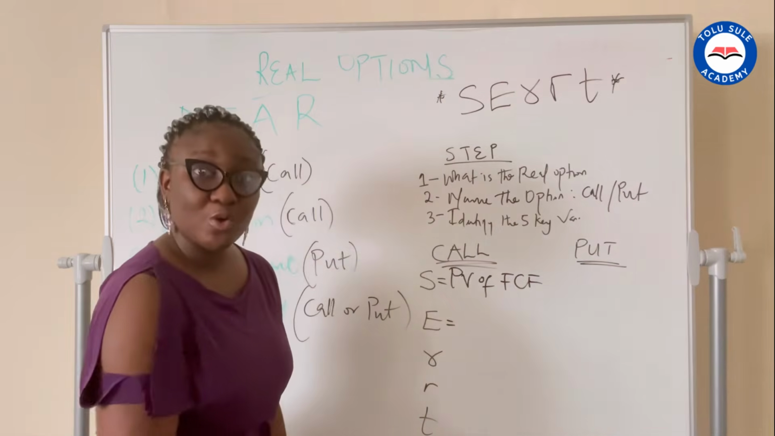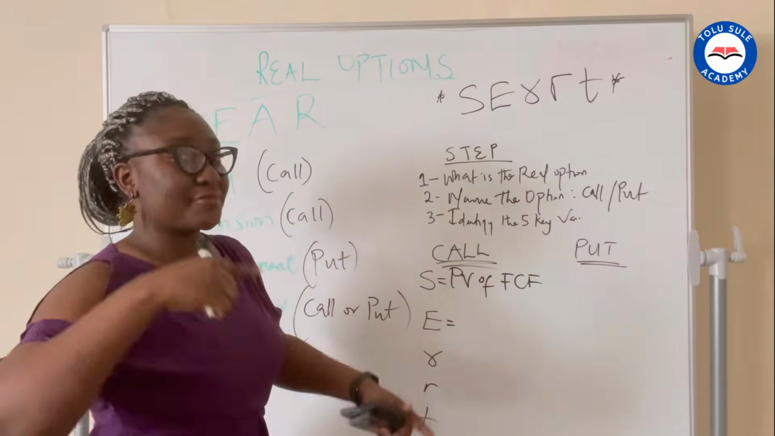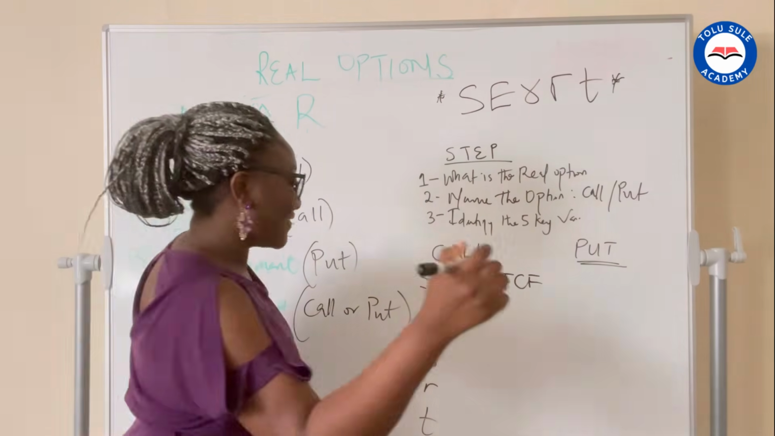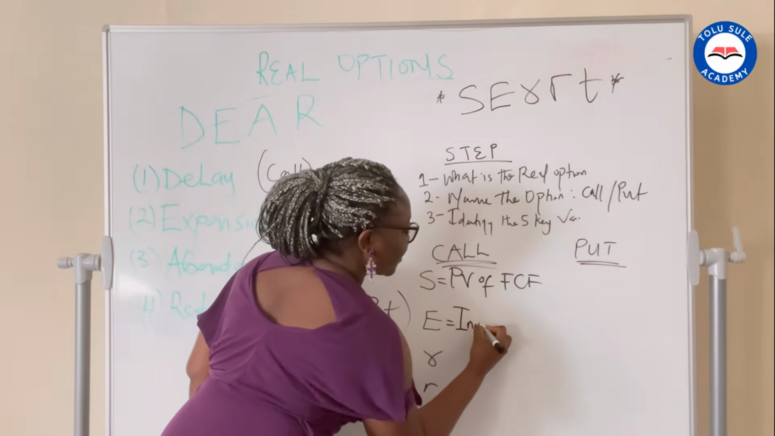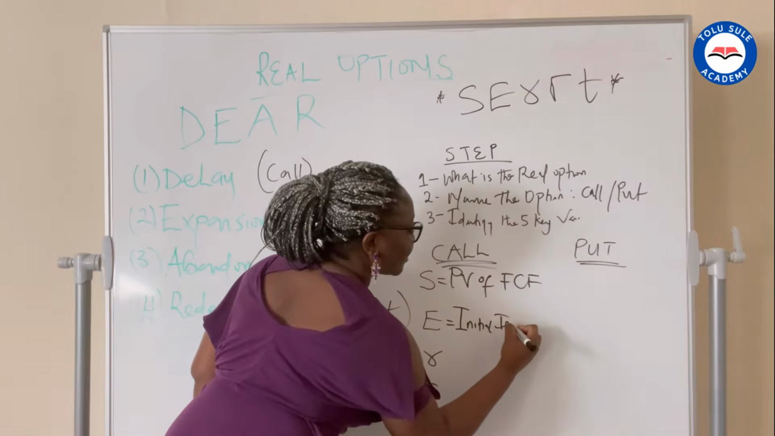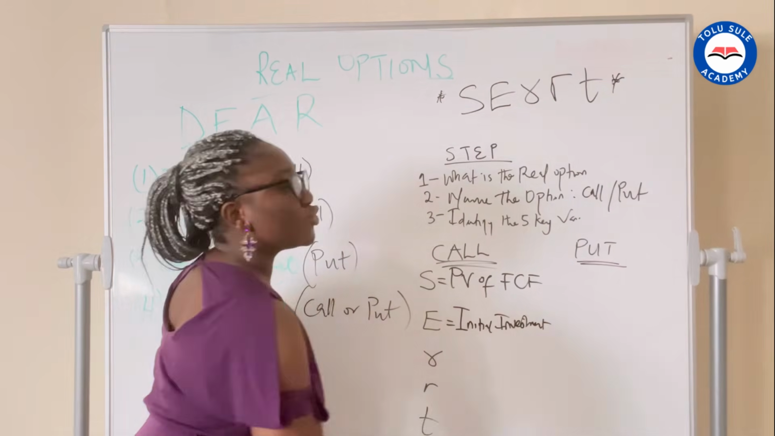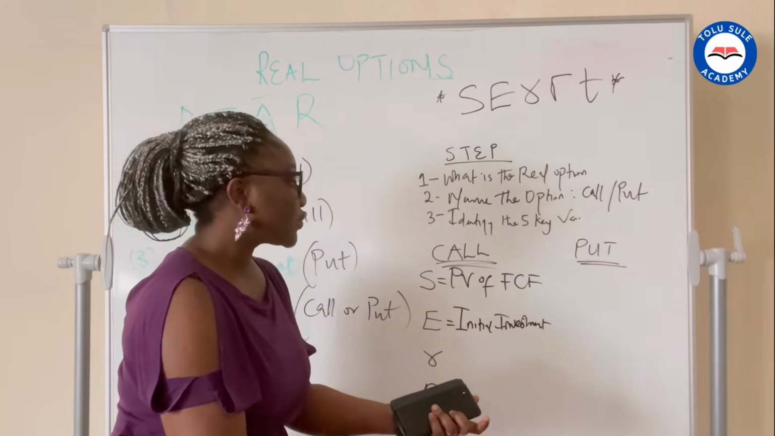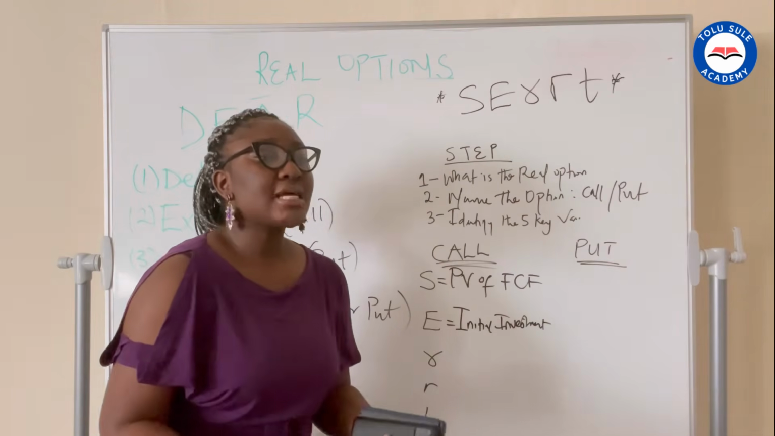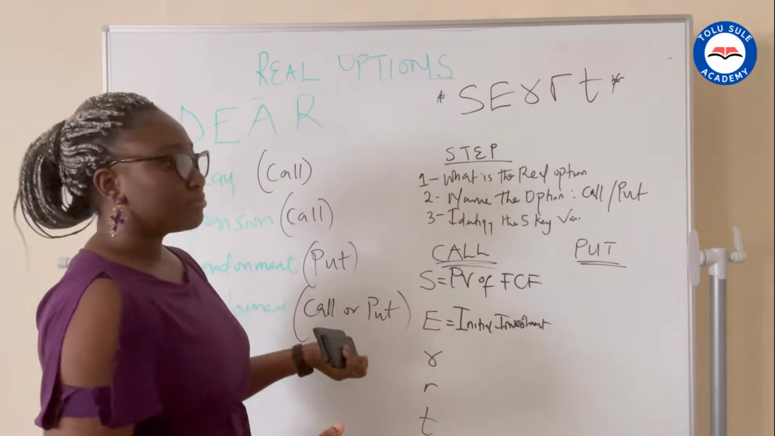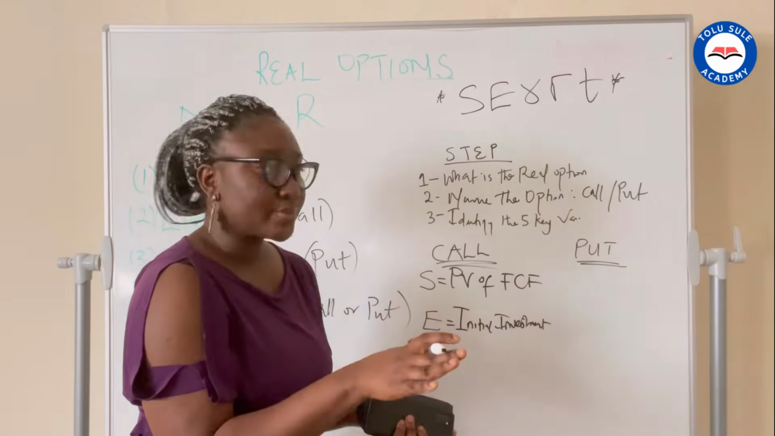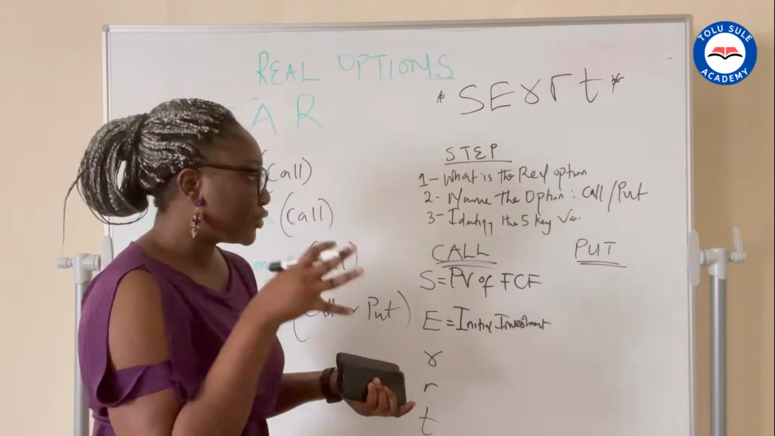Now, E in a call option is what you know as the exercise price. It is the investment value, or let's just call it initial investment. It's a call option, meaning you buy, you are spending money. So that initial investment, at the start of year 2, we would invest in this. Maybe you delayed the decision. So it's a call option.